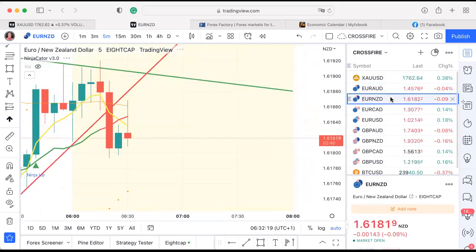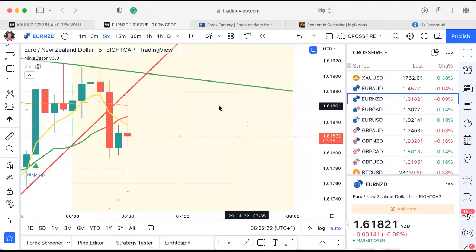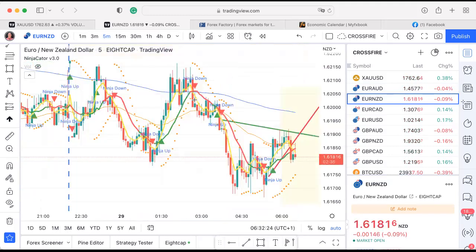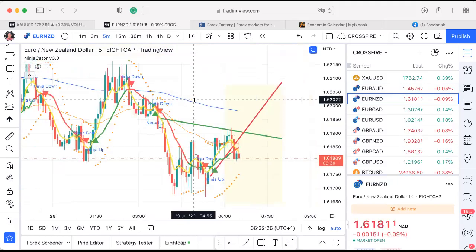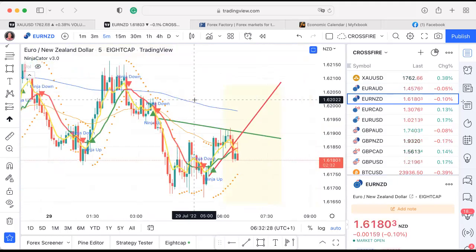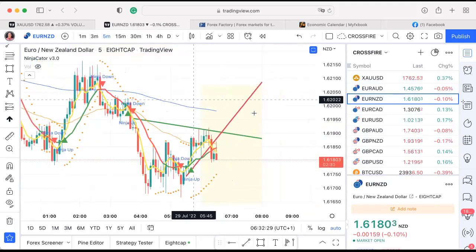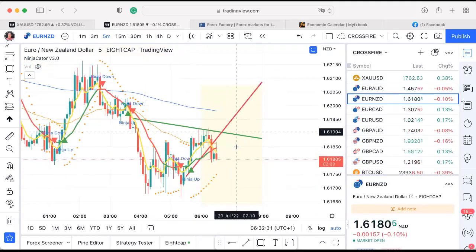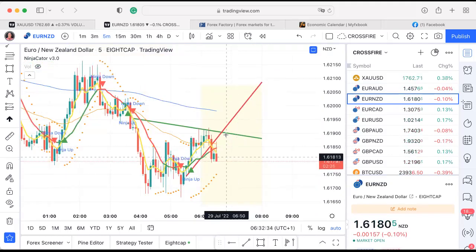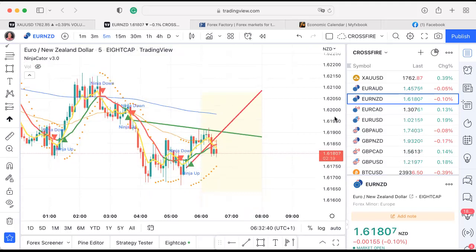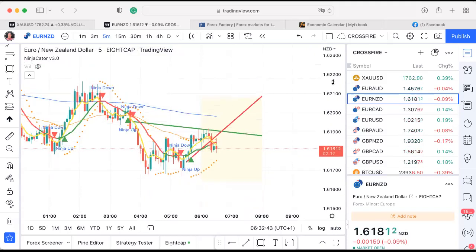So I just keep flicking through and seeing if there's any opportunities going on. I suspect this pair will go above the green line and go up to that point there. So what I do is I'll look to see where the 800 moving average is.